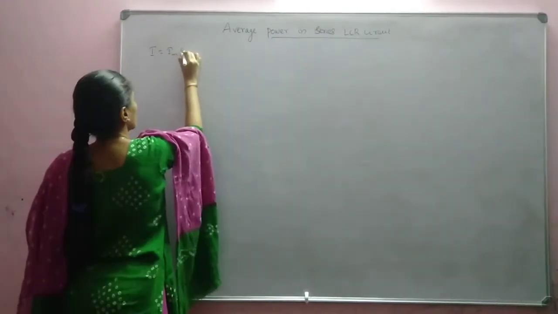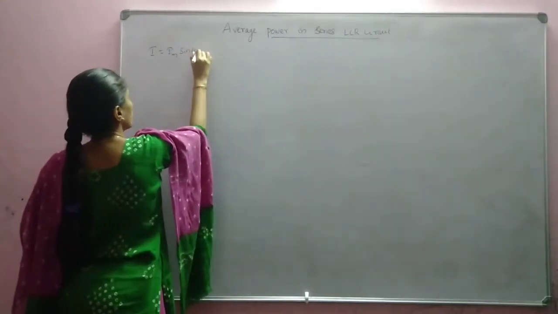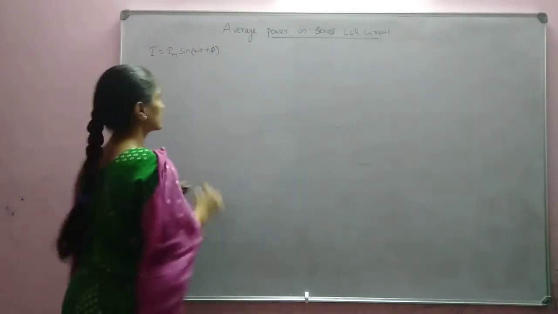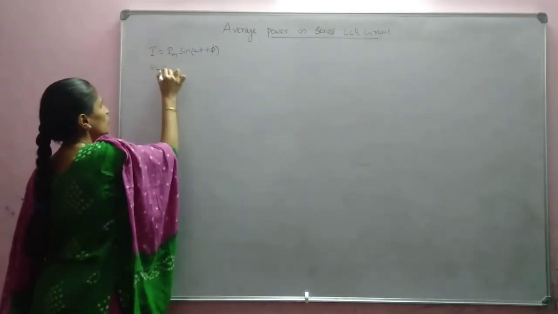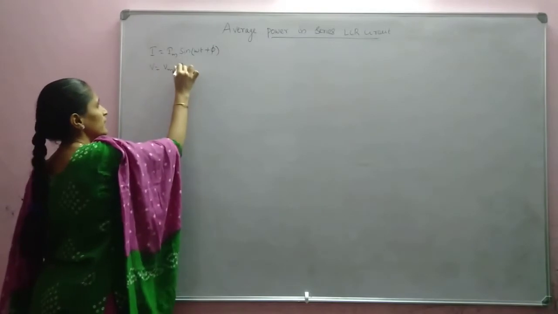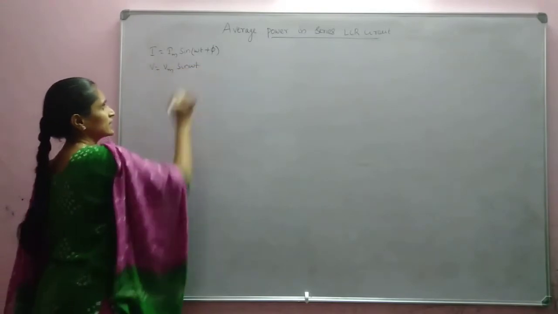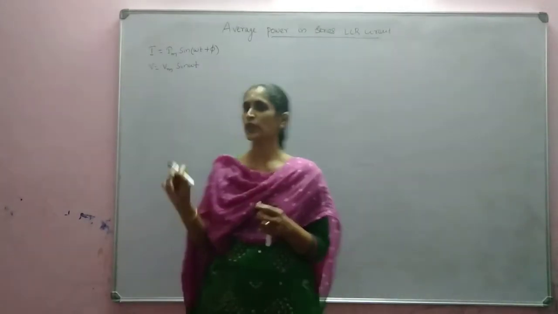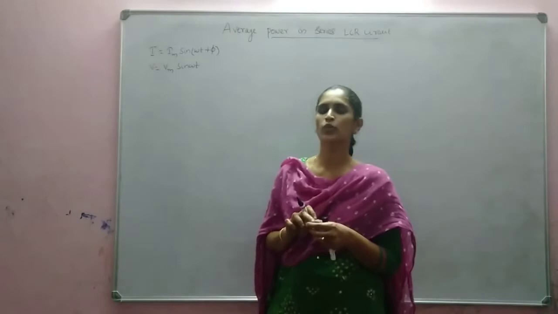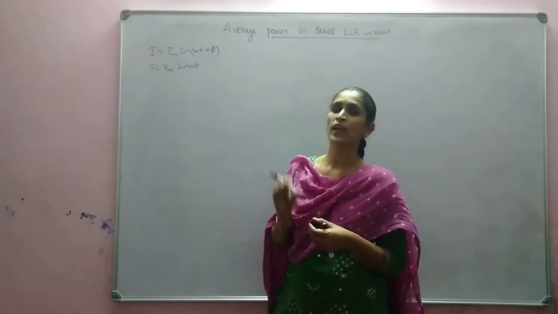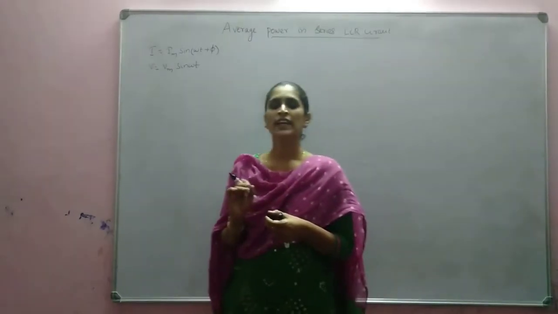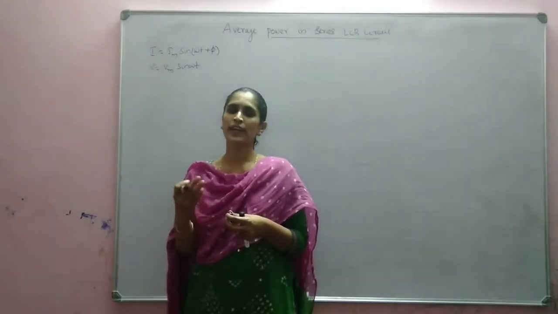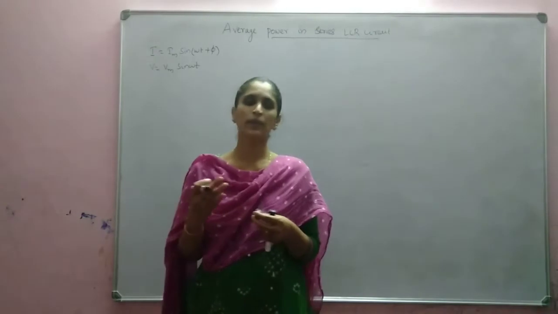Im sin omega t plus phi be the current passing through this, and V is equal to Vm sin omega t. That already we discussed in the last video, how we got the expression for the current, I is equal to Im sin omega t plus phi. And phi is the phase angle between voltage and current, that is given by tan phi is equal to Xc minus XL by R.